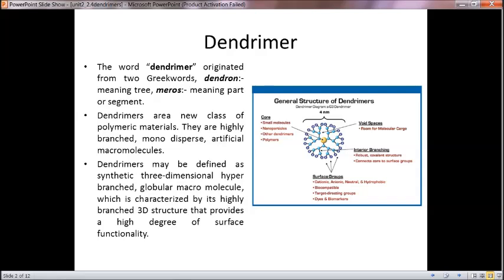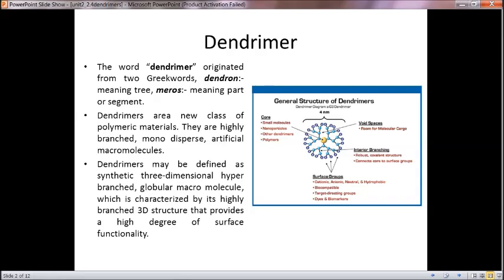Within the dendrimers we have void spaces, which give room for molecular cargoes to move from the center to the end, that is, the surface. In the core we have small particles called nanoparticles, and other dendrimer material can also come and combine there, and these are mostly polymers. Here interior branching is there with these void spaces, and these branchings are robust covalent structures that connect the core to the surface groups.